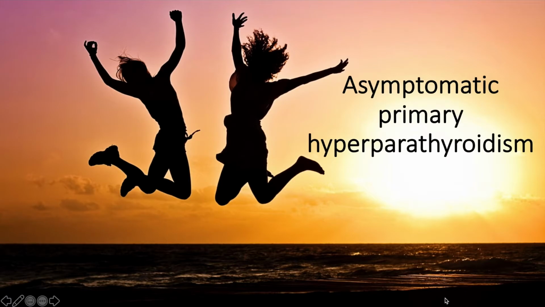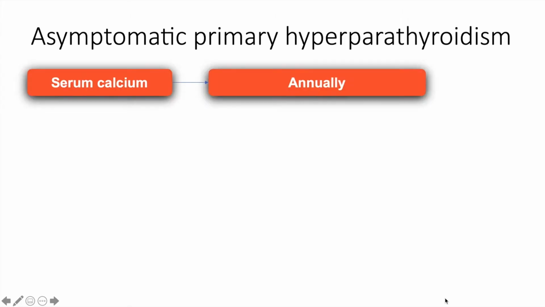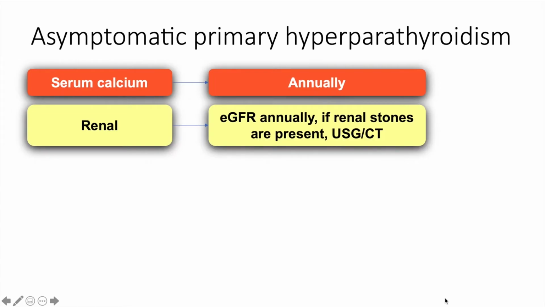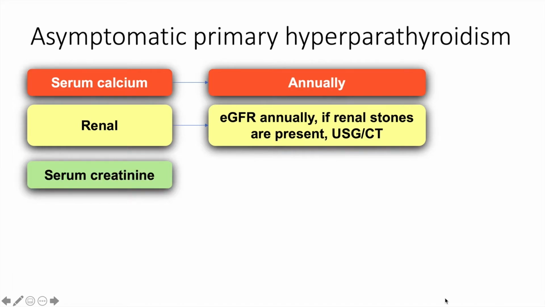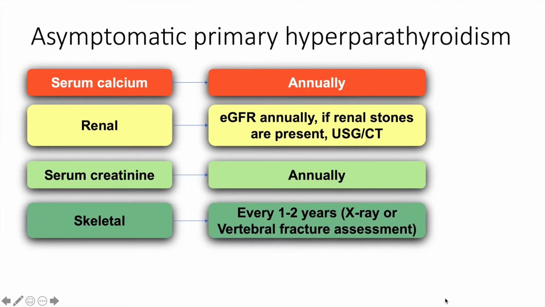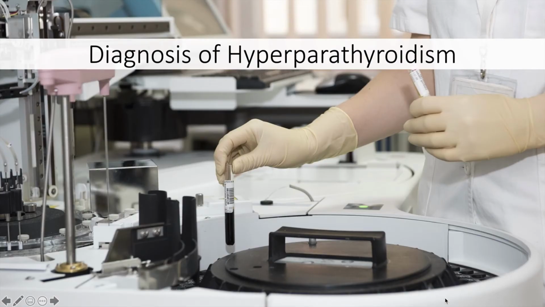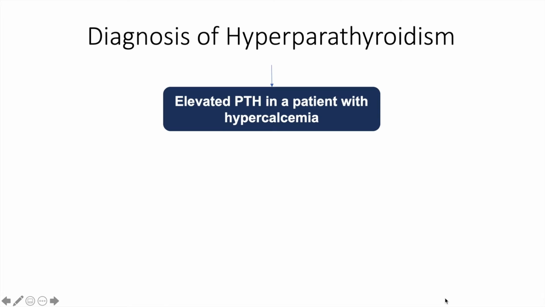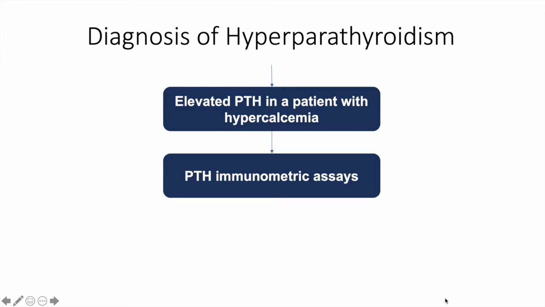Asymptomatic primary hyperparathyroidism is monitored with serum calcium annually. Renal parameters such as eGFR are monitored annually. If the patient has kidney stones, then ultrasound or computed tomography of the kidney may be considered. Serum creatinine is also measured annually, and skeletal manifestations are also monitored every 1 to 2 years, either by X-ray or vertebral fracture assessment. The diagnosis of primary hyperparathyroidism is achieved by demonstrating an elevated PTH in a patient with hypercalcemia, and the gold standard for such a measurement are the PTH immunometric assays.